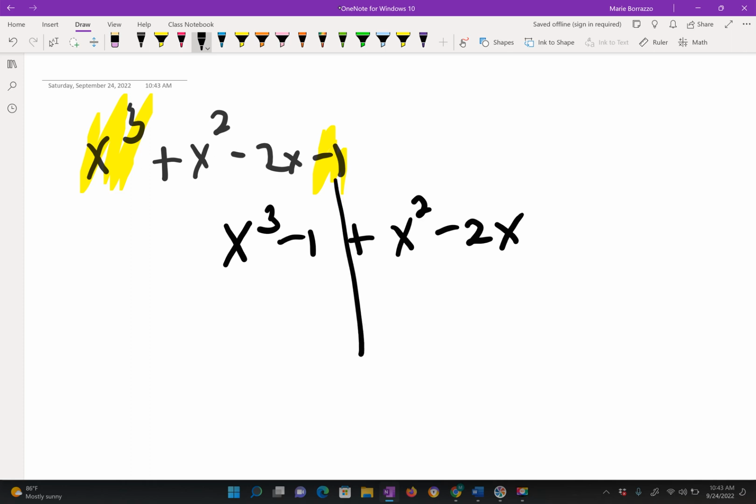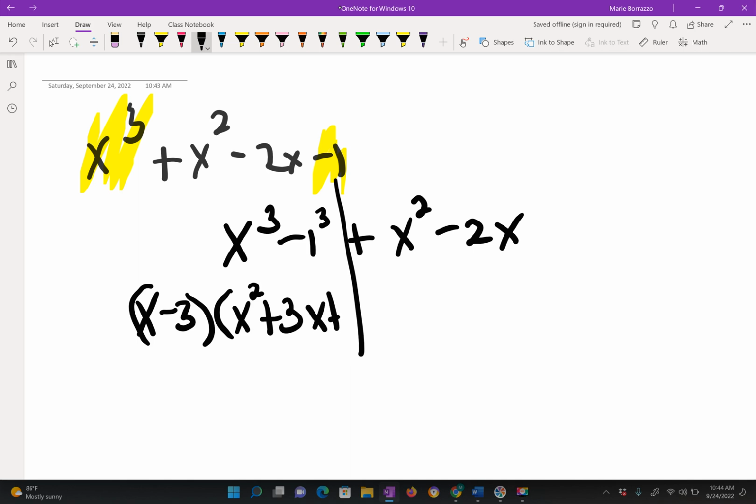Again, this would give me a cubic factorization, so x minus 3, because I can treat this as x cubed minus 1 cubed. And so x minus 3, and this is x squared plus 3x plus 9. And that would be the factorization for that part. And then here I would do plus x. I take that back. Minus x.